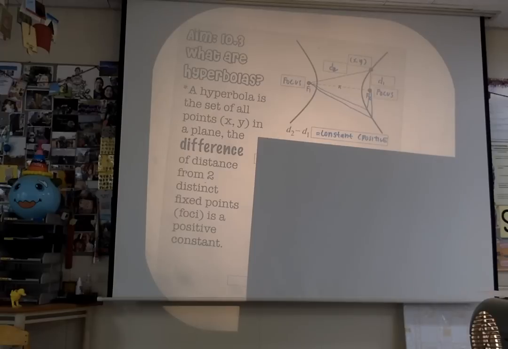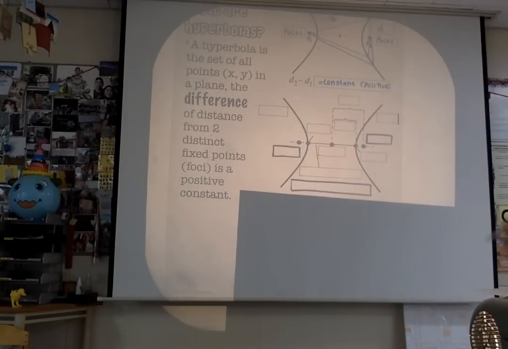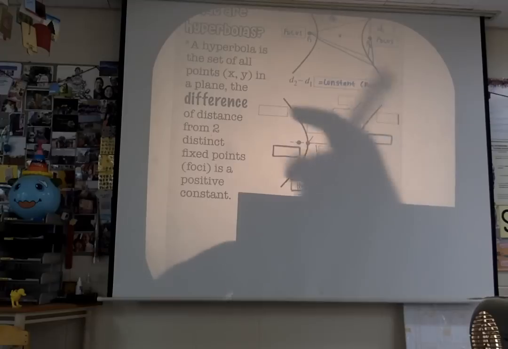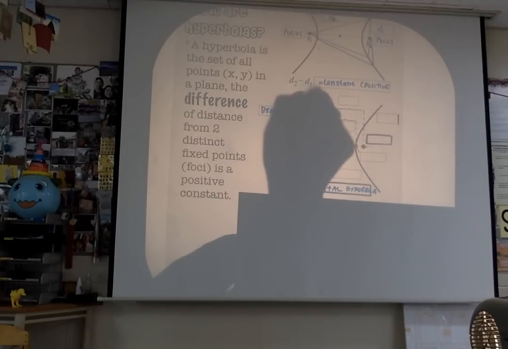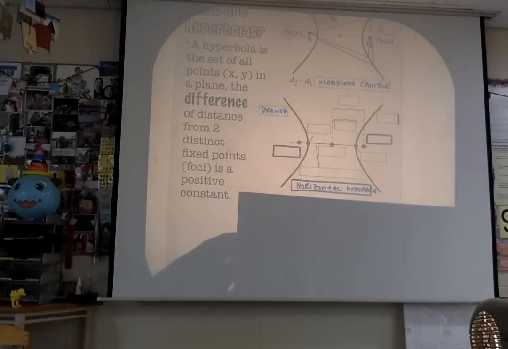Now let's go ahead and dissect a hyperbola. This one is a horizontal. Let's write that at the bottom. Are you following along in your notes? This is a horizontal axis, horizontal transverse. We're going to talk about that later. We're going to call this a horizontal hyperbola, and you can see that because the branches are going left to right. There's a left branch and a right branch.